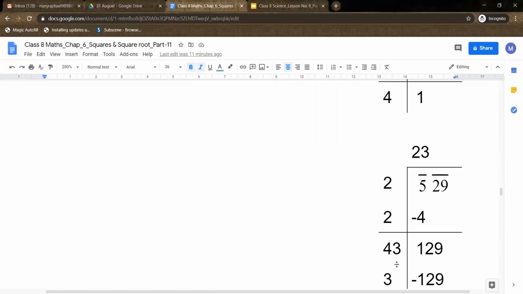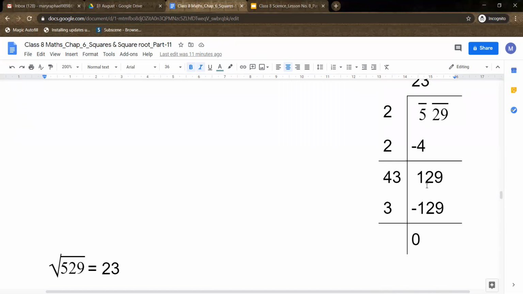Now 129 below that, 43 threes are 129, written. Subtracting, you will get 0. So we can write the square root of 529 equals 23.